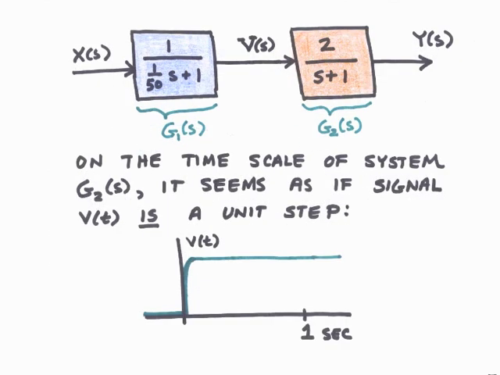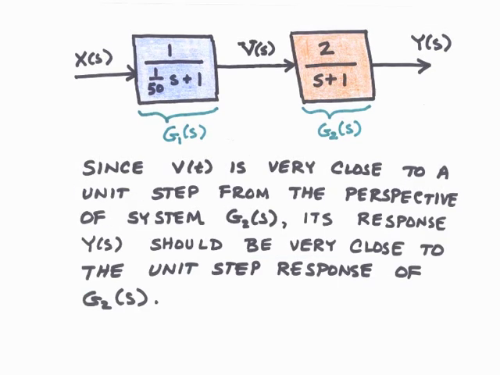So here's the way I want you to think about it. The signal v(t) rises up to a value of 1 very quickly, much faster than the time constant of G2, into which it's going. From the point of view of G2, this signal v(t) looks like a step input. It happens so quickly, rising up to a value of 1, that from G2's point of view, it seems as if it rises up instantaneously.